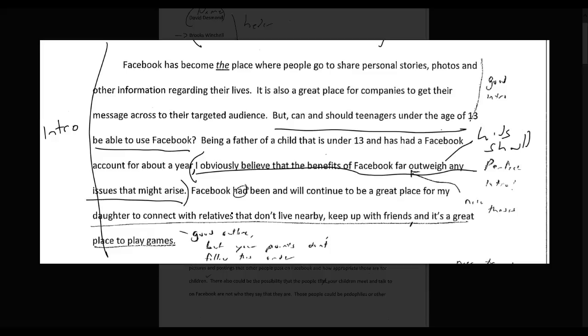Also, in this last sentence, he says, Facebook has been and will be a great place for my daughter to connect with relatives that don't live nearby. It's a great place to keep up with friends, and it's a great place to play games. So there are his 3 reasons. Keep up with relatives, keep up with friends, play games.